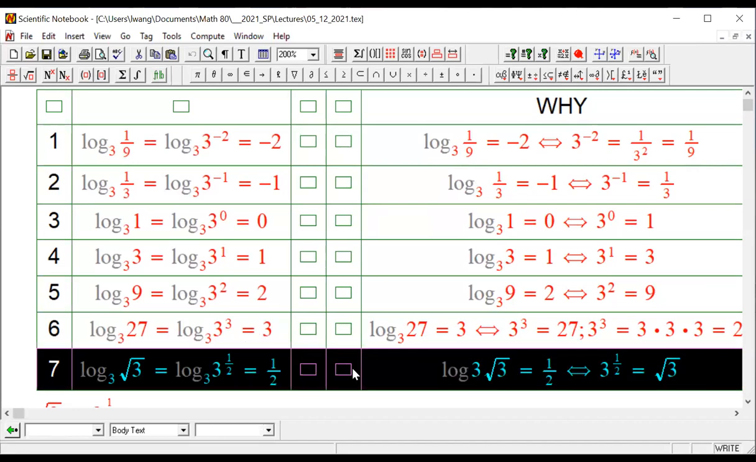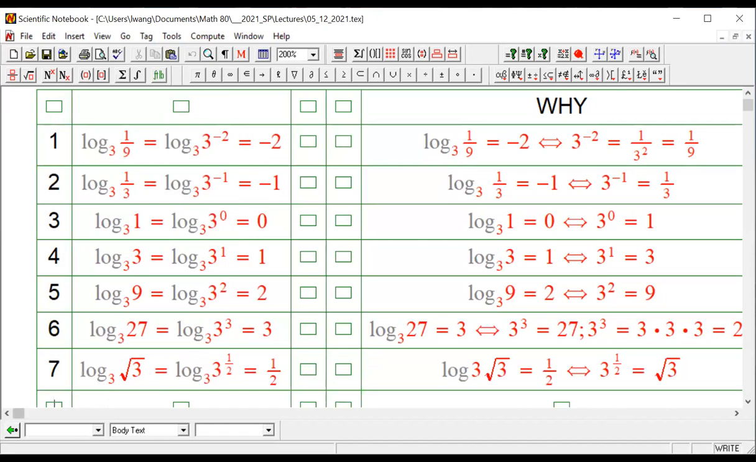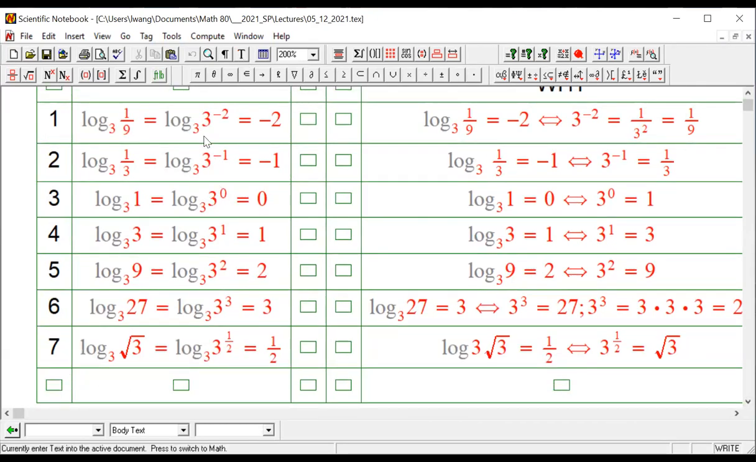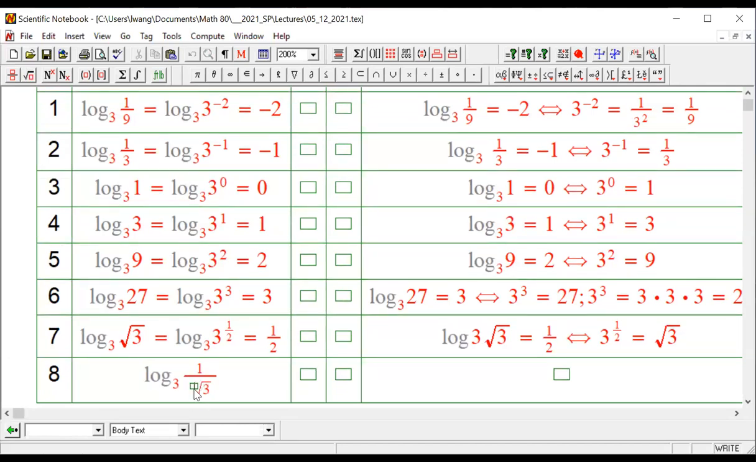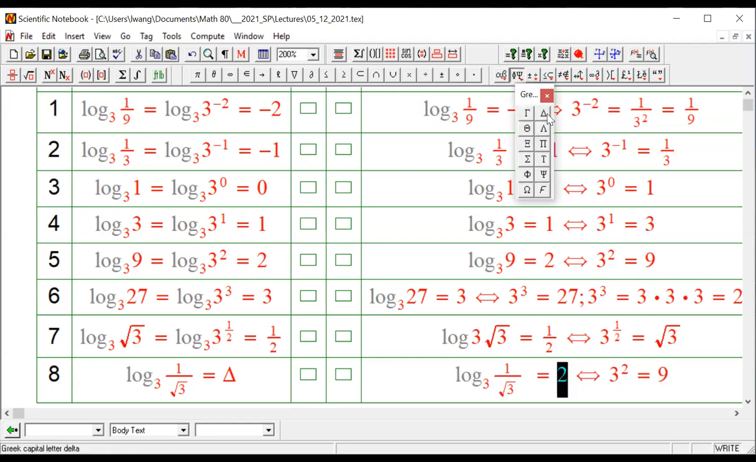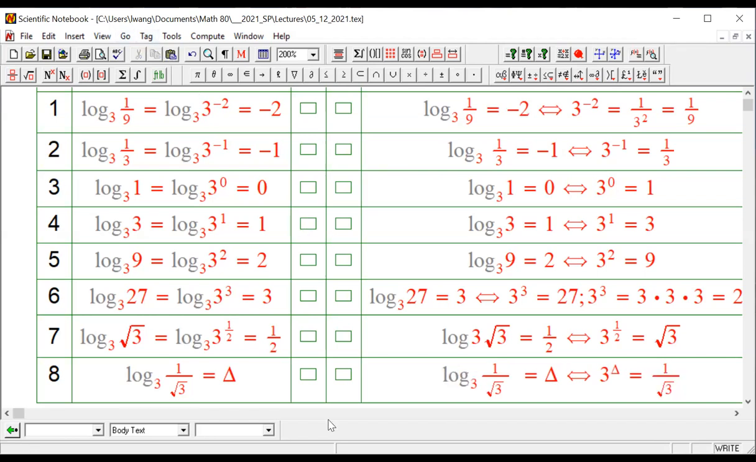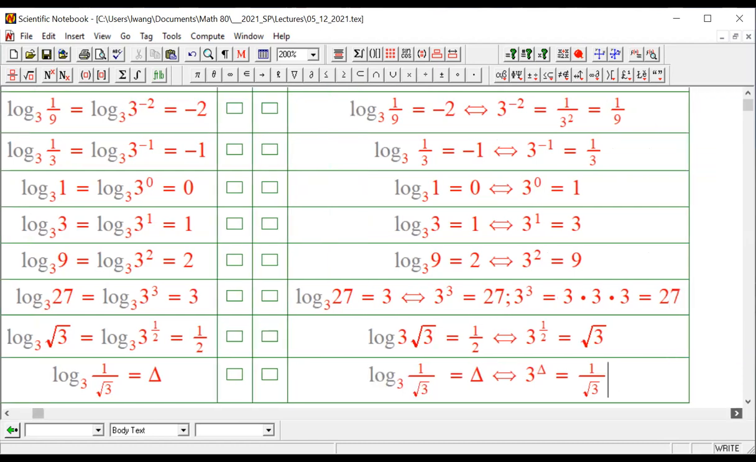One more question I'm going to give you. This question, we call number 8. I'm going to have log base 3 of 1/√3. Now I want that answer. Base three here, and the triangle is unknown, we don't know. 3 to the power of triangle, this guy is going to be that. A little bit more challenging, but I know you can do it.